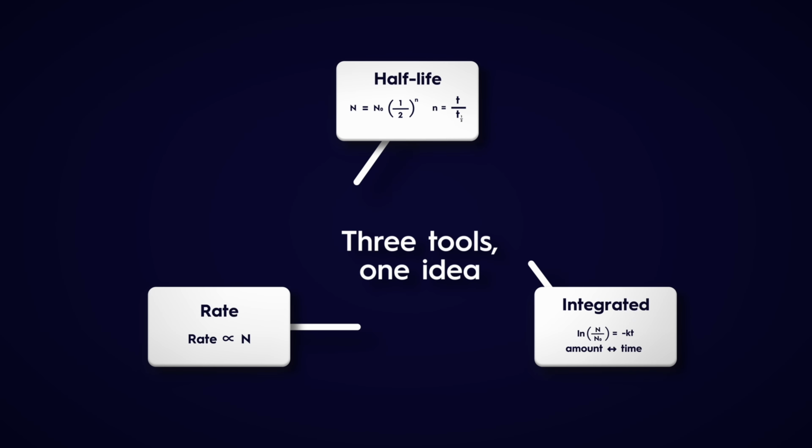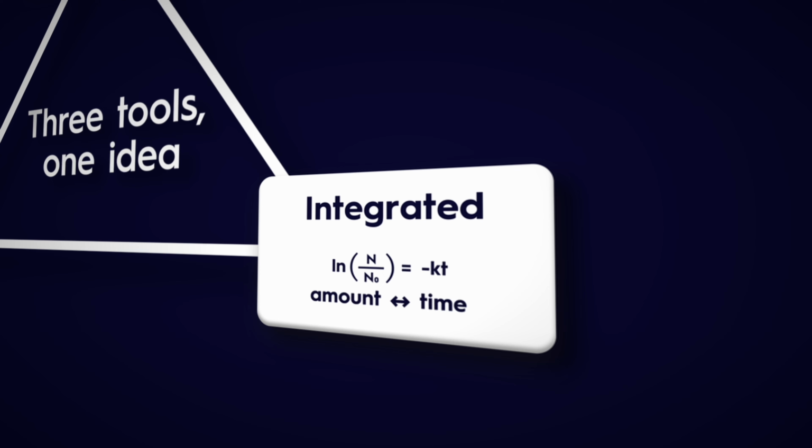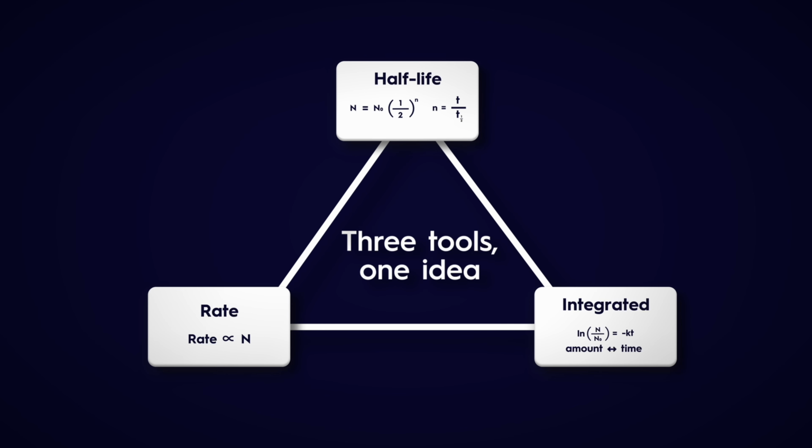In the end, it's really 3 tools for one idea. The rate law says the decay rate is proportional to what remains. The integrated law links amount and time. The half-life relations give t 1/2 as the natural log of 2 over k, and let you count half-lives with N equals N0 times 1/2 to the n. Use the half-life count to see what is left, and the integrated form to solve for time or k.